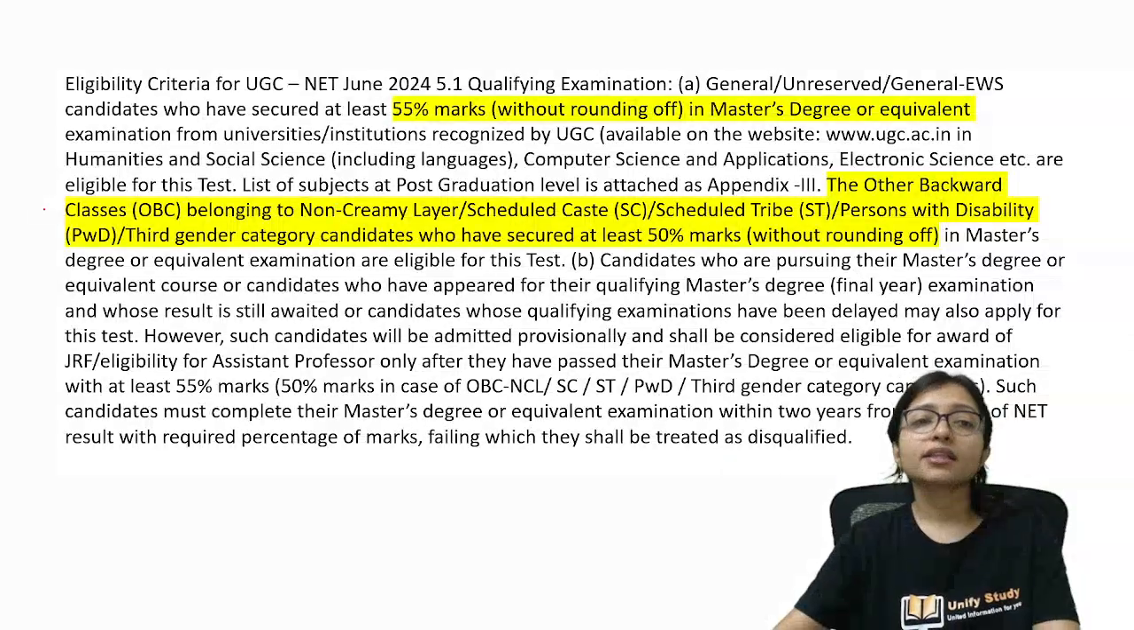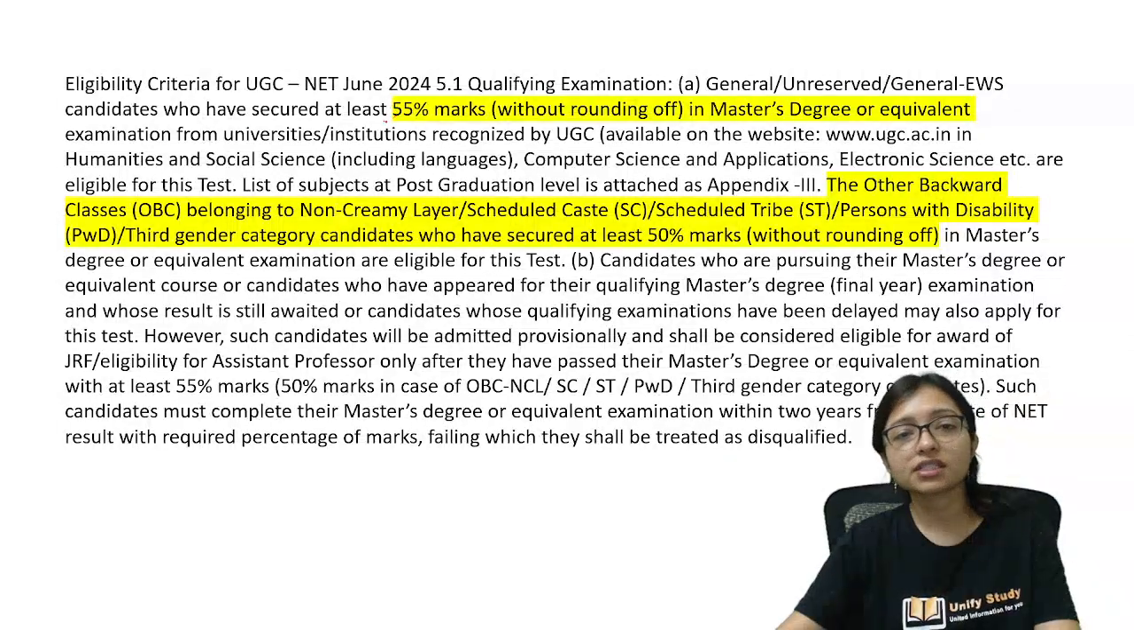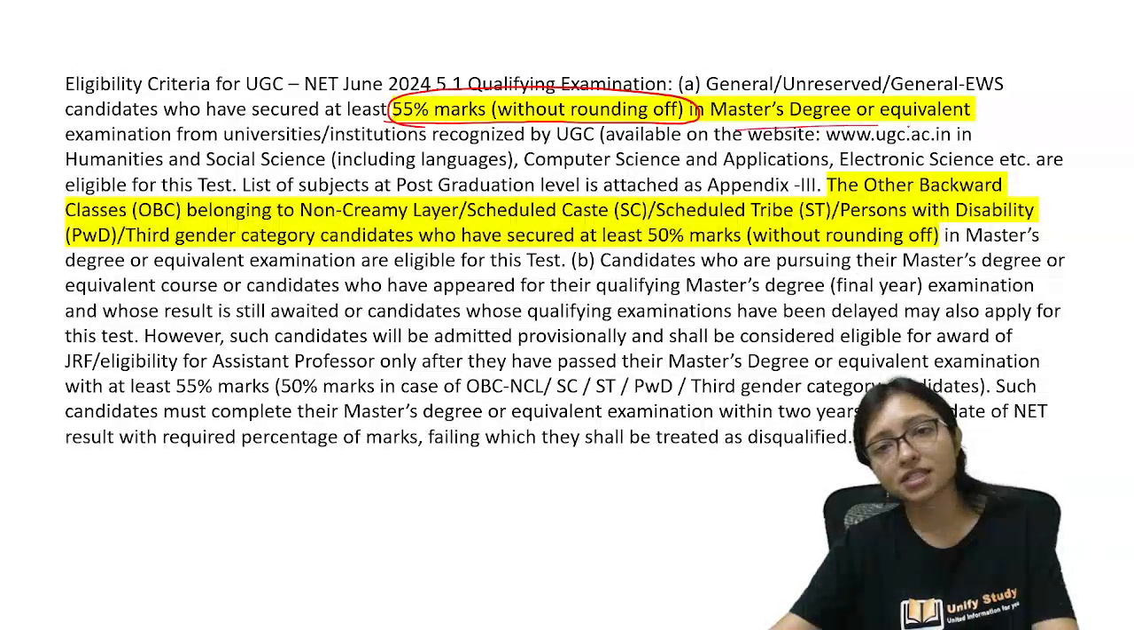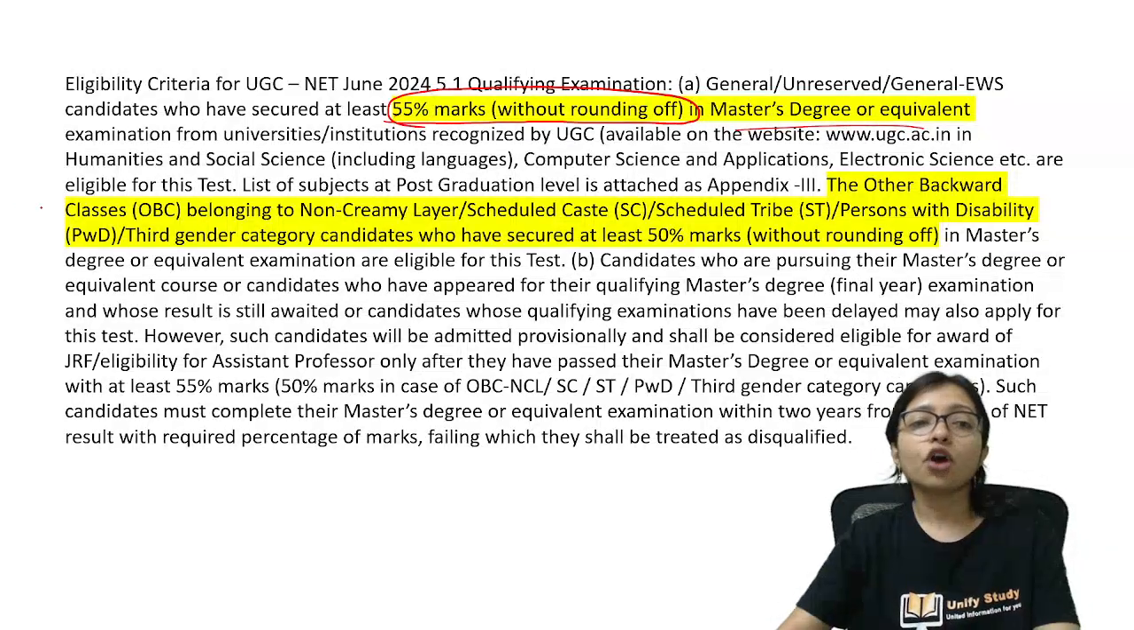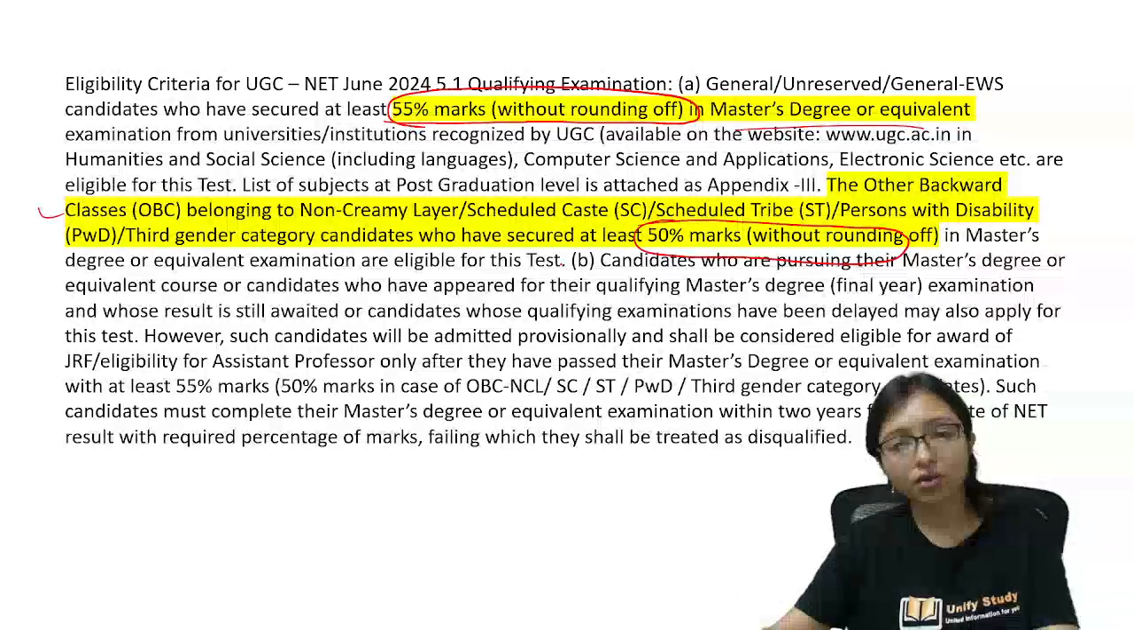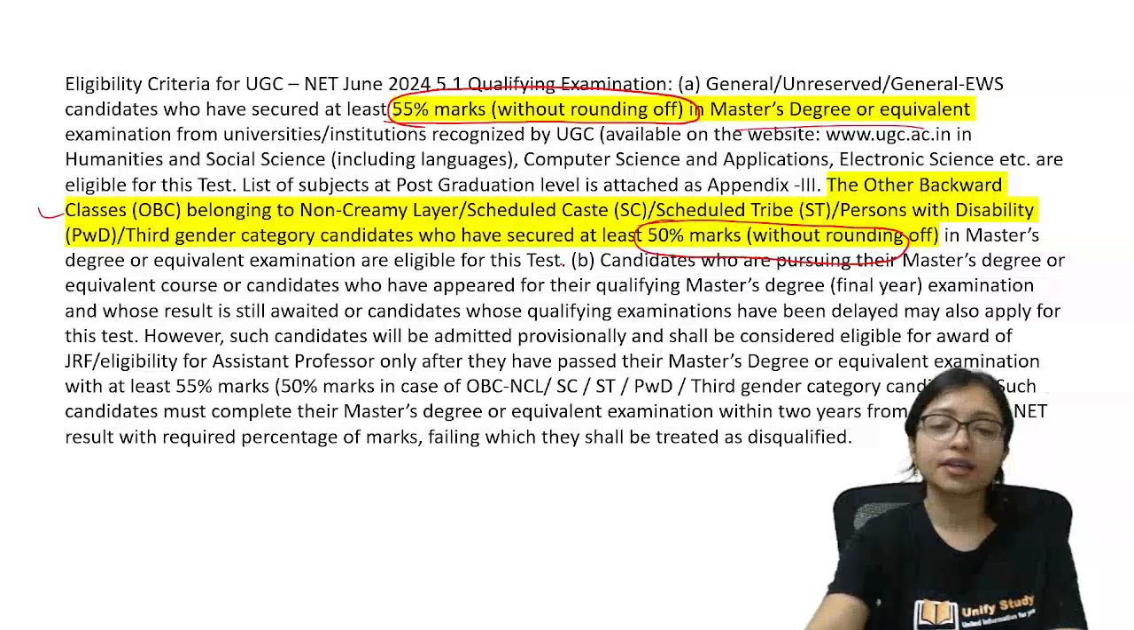So here there is the 55%. What is the eligibility? 55% without any rounding off for the master's degree or equivalent. For OBC, SC, ST, it is 50% without rounding off. So this is for the master's degree.